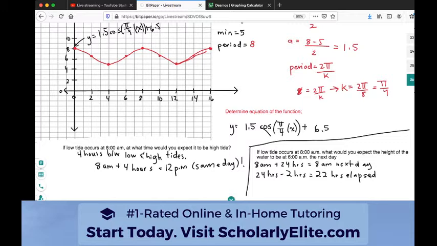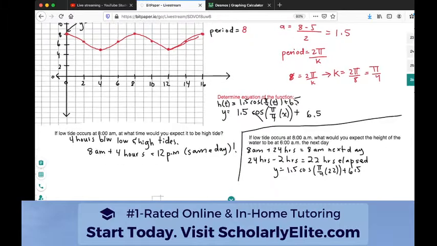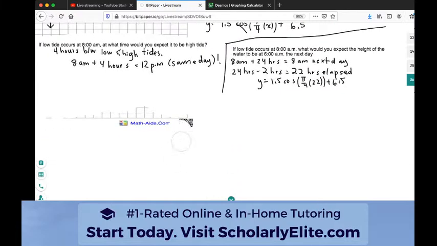Wonderful. So now, if our function here is height as a function of time, which is what it is, another way of writing it is like this. X is time, right? So we can just write it as t instead. And then I take that information and I just plug it in. So I go y equals 1.5 cos(pi/4 times 22) plus 6.5. I'm just going to roll that down a bit. So erase this bad boy.